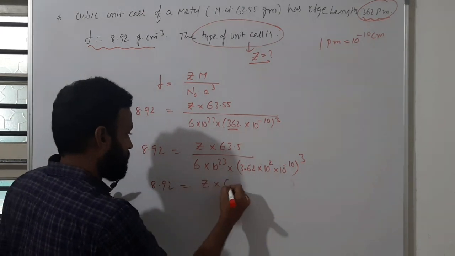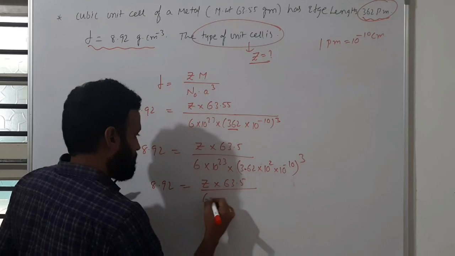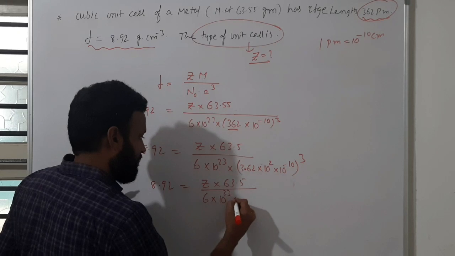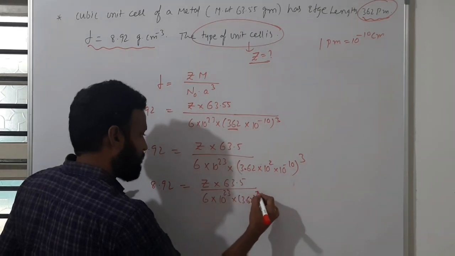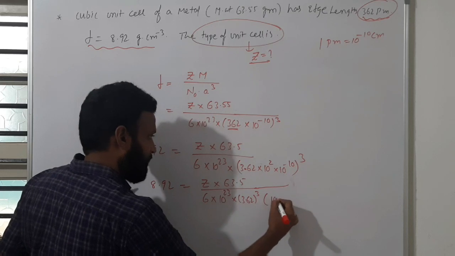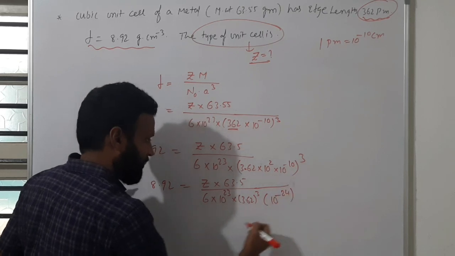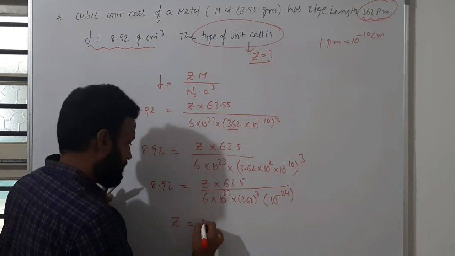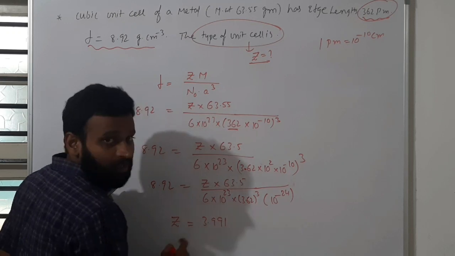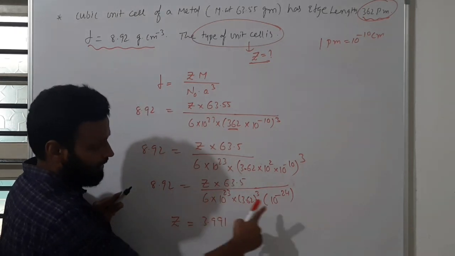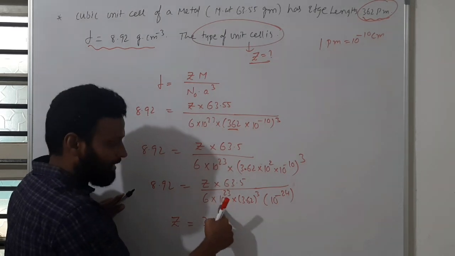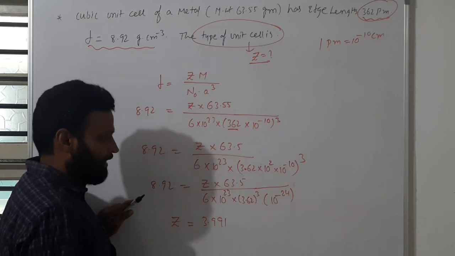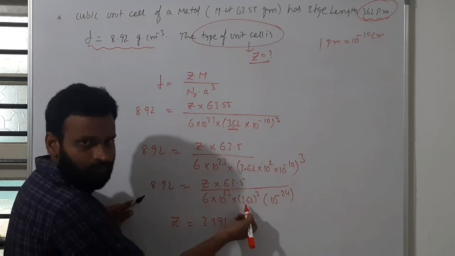8.92 is equal to Z into 63.5 by 6 into 10 power 23, into 3.62 whole cube, into 10 power minus 8. So that is 10 power minus 24, so 10 power minus 1 remains. If you simplify this, Z you will get around 3.991 something. 10 power 23, 10 power minus 24, 10 power minus 1 remains. So 0.6 into 3.62 whole cube, it will be around 47 that will come.